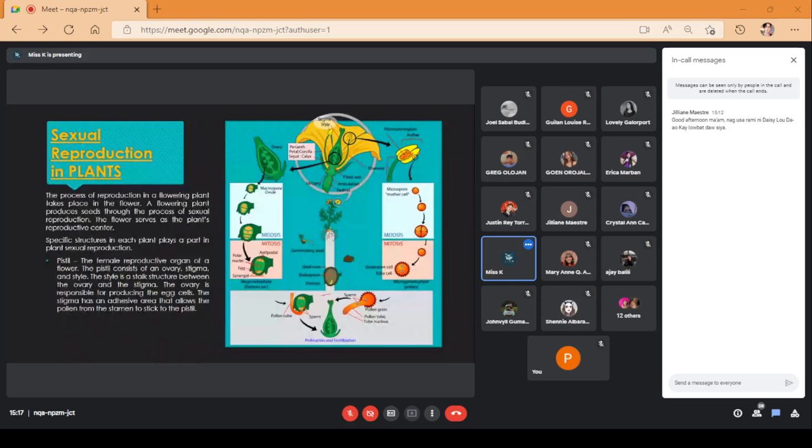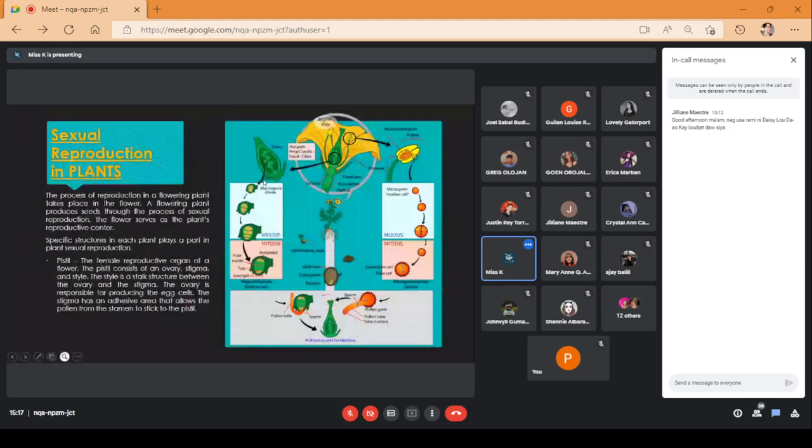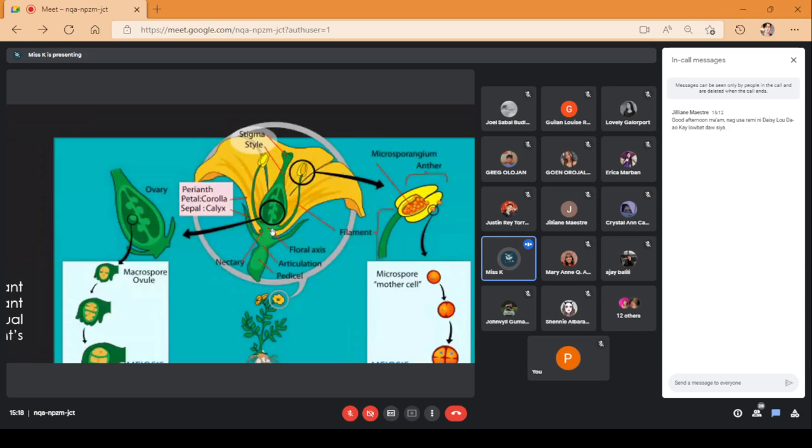So just a few questions only. The stamen, I believe it's the stamen, and the sepals. Okay. So the stamen, which is this one, is the male reproductive organ, and then the stigma and style are the female reproductive organ. The stamen has pollen or pollen grains, which are light enough to be carried by the wind, by the water, or by the bee.